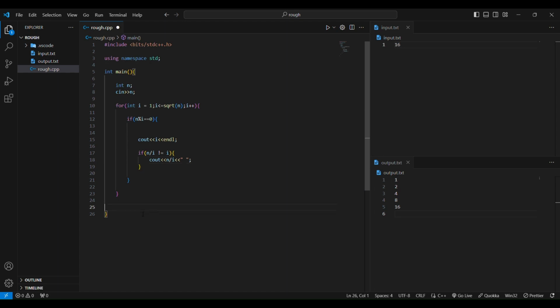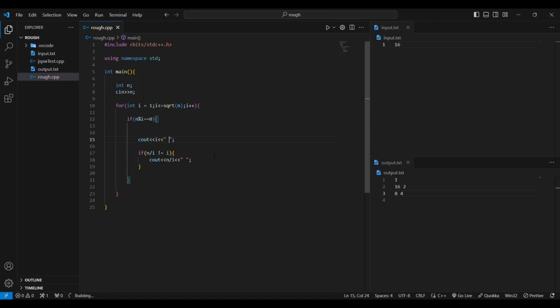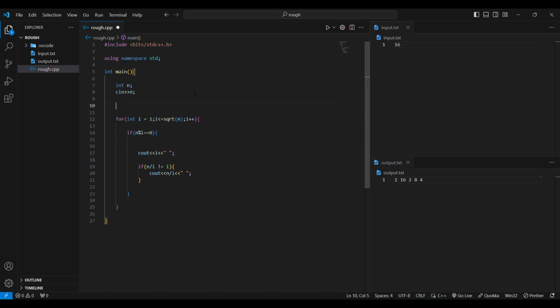So let's run this code. Yeah, 1, 16, 2, 8, 4. I think there is some enter mistake, so let's give space only. Oh yeah, 1, 16, 2, 8, 4. So now it's not in a sorted order, right?